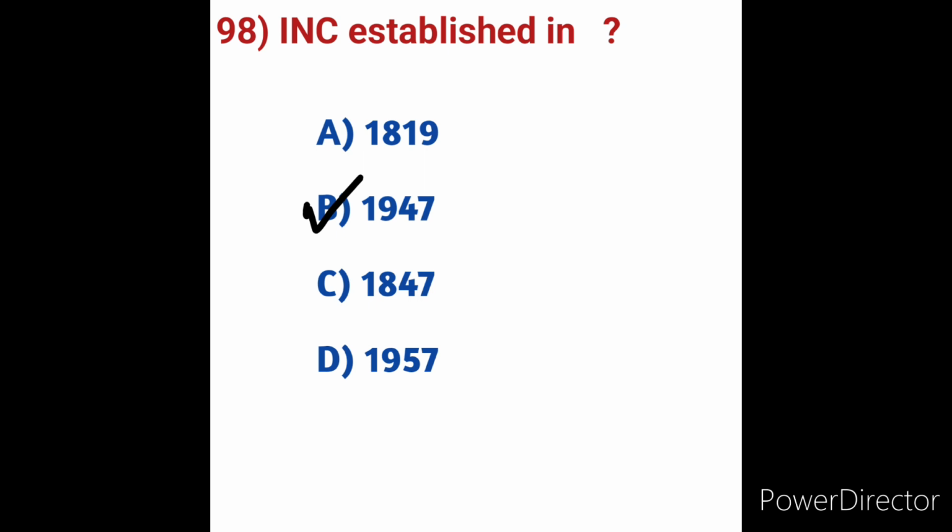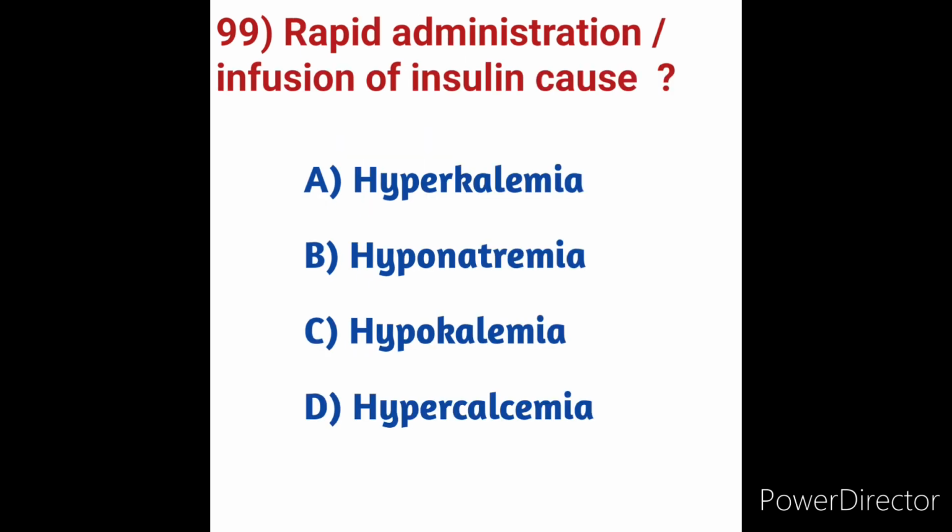INC is an autonomous body under the Government of India, Ministry of Health and Family Welfare. It was constituted by the central government under Section 3 of the Indian Nursing Council Act 1947 of Parliament in order to establish a uniform standard of training for nurses and midwives. So here, INC, Indian Nursing Council, was established in the year of option B 1947, which is the correct answer here. Next we will move on to question number 99.